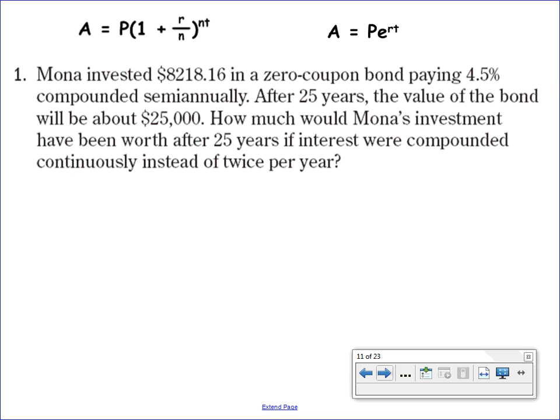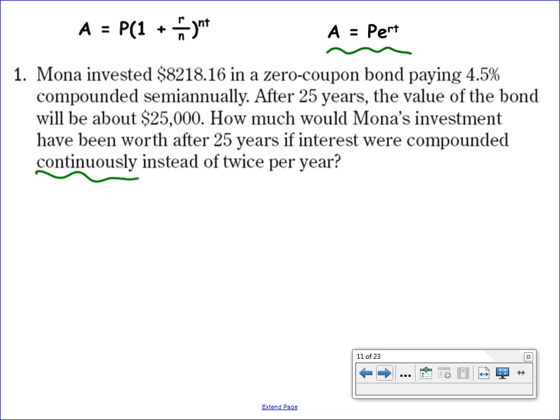Let's go ahead and use this formula and compare it with our compound interest formula from before. Let's suppose that Mona invested $8,218.16 in a zero coupon bond paying 4.5% APR compounded semi-annually. After 25 years, she'd have about $25,000. Let's compare that with the continuously compounding interest formula. The same principal investment, the same term of the investment, 25 years, but now let's use the formula A equals P times E to the RT. So anytime we have the words continuously, continuous growth or continuous decay, then we're authorized to use this formula.